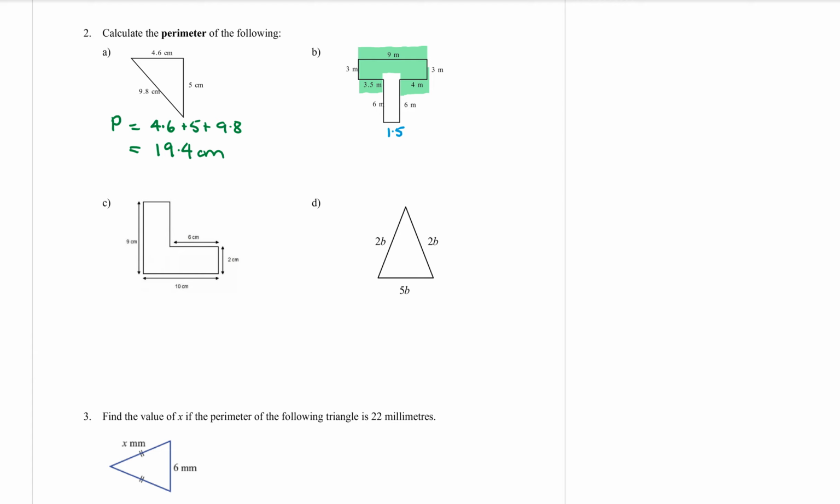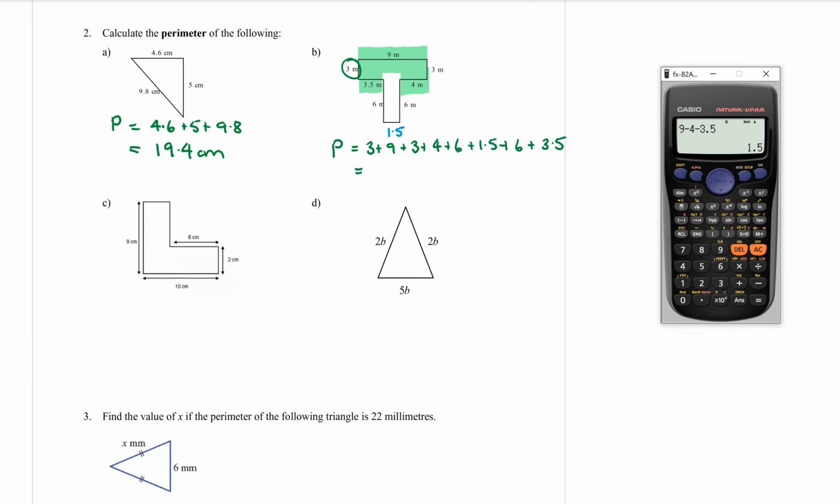Okay, so now that we've got all the side lengths on there, we can find the perimeter by adding them all together. So let's start over here at the 3, and I'll just go around the shape in a clockwise direction. So 3 plus 9 plus 3 plus 4 plus 6 plus 1.5 plus 6 plus 3.5. Okay, and type it all in the calculator.